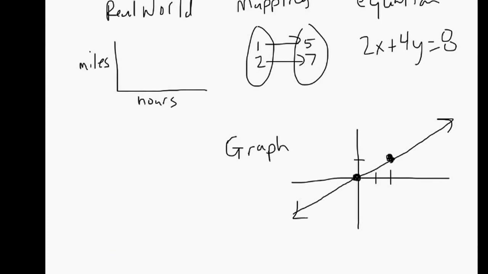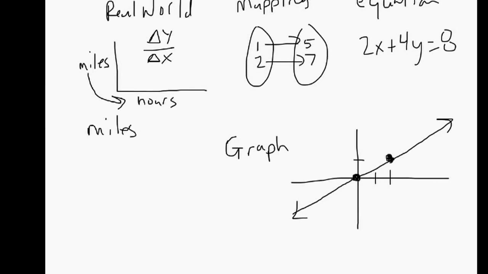Alright, slope in the real world. Slope is always change in y over change in x. So slope in the real world here would be miles per hour, and that's why you've heard that before. It's whatever's on this side over this side, miles per hour.